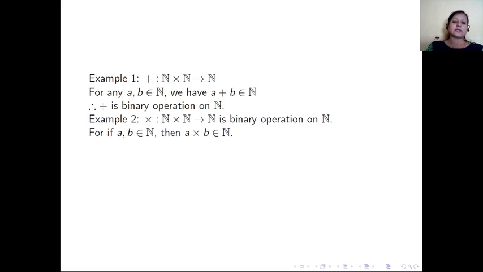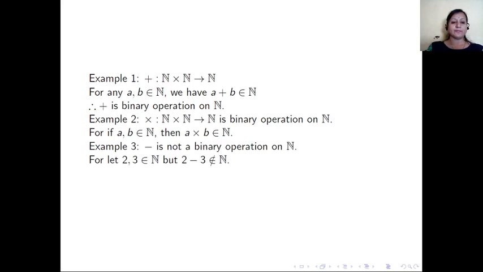Now let us consider the next operation, that is multiplication from N cross N to N. It is also a binary operation on N. For if we consider any two natural numbers a and b, then their product a into b is also a natural number. So multiplication is also closed operation on N. Hence, it is a binary operation.